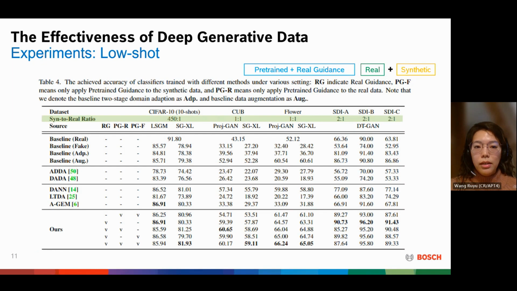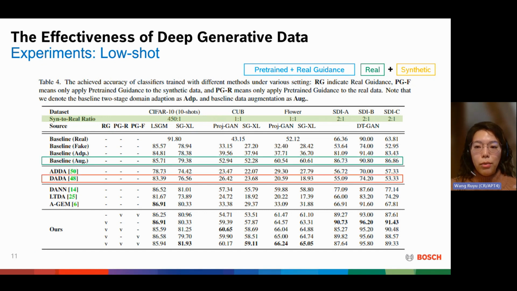In this slide, we present the low-shot scenario, which means some real samples are used during the training. In this scenario, we compare our method to data augmentation and adaptation baselines. As shown in the table, the baseline data augmentation already performs much better than data adaptation methods like DADA. Moreover, applying our method to the data augmentation baselines significantly improved the classifier performance in most cases. This successfully demonstrates the effectiveness of our method.